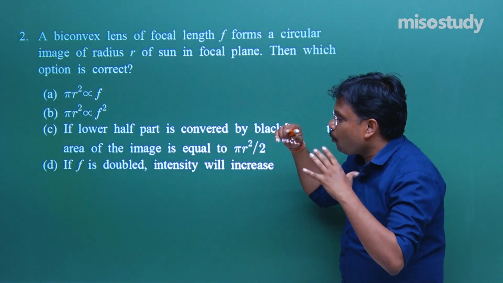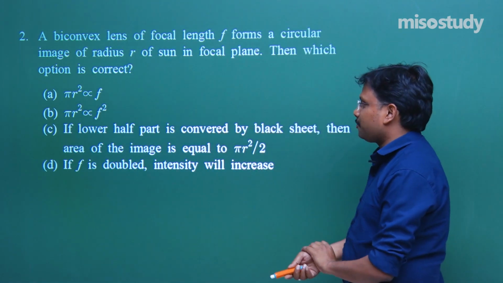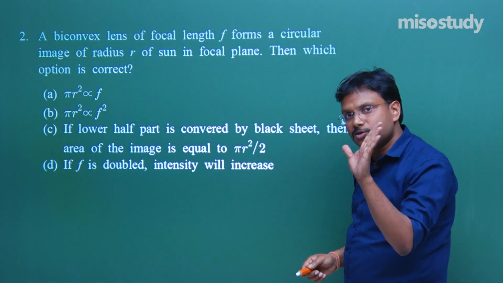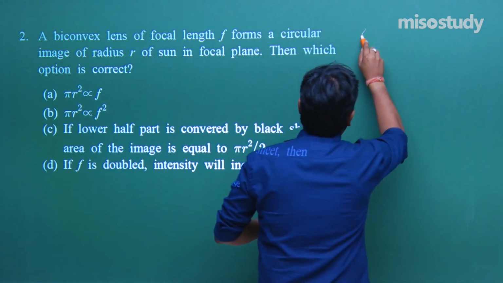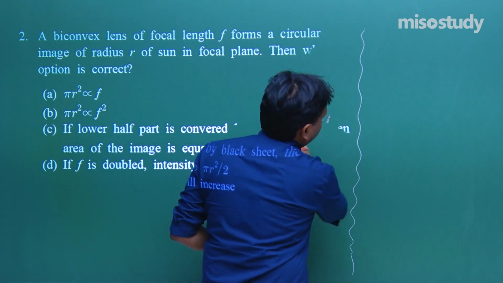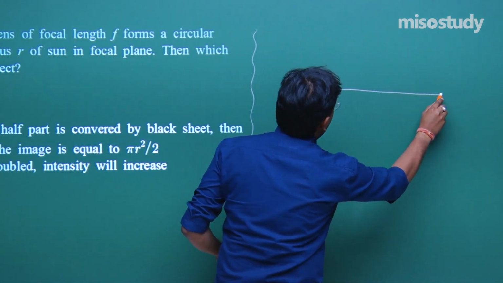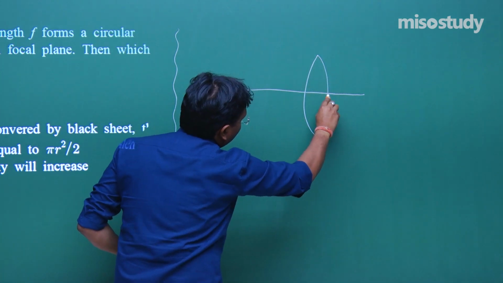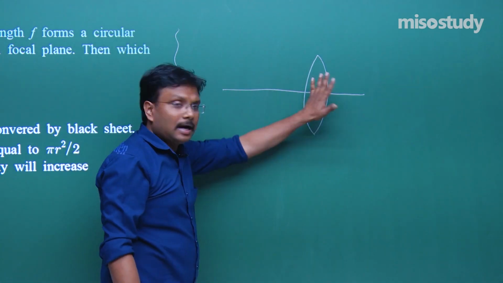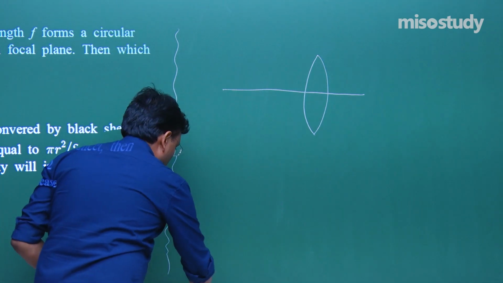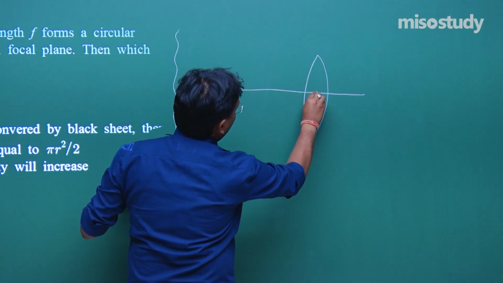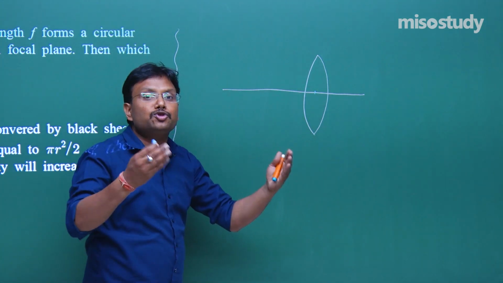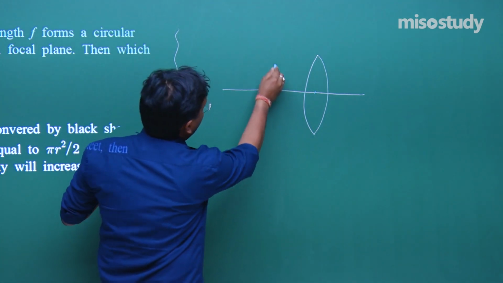So what exactly is the idea that I am going to explain to you? Right now there is no point in reading these options. First go for the solution of the problem. A biconvex lens means it is like this, both sides curved. Now, how are the rays going to come out? Actually, the lens is not this thick. I am just drawing it to show you, for your understanding.